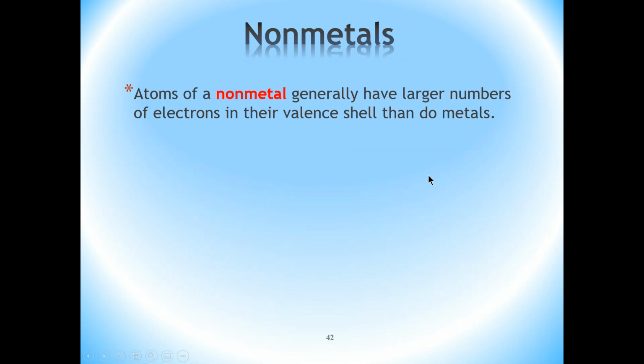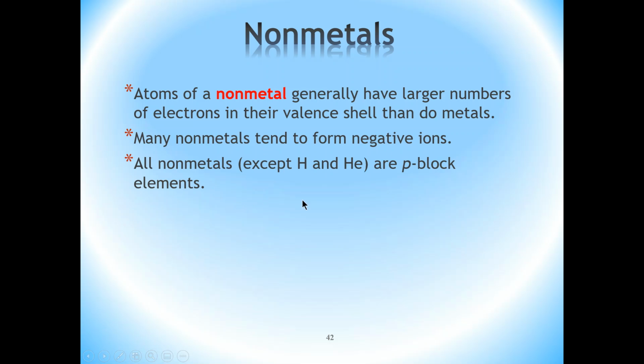As far as nonmetals are concerned, they tend to have a greater number of electrons in their valence shells, usually 4 or more, and they tend to gain electrons in order to complete an octet so as to form a negative ion, which are known as anions.